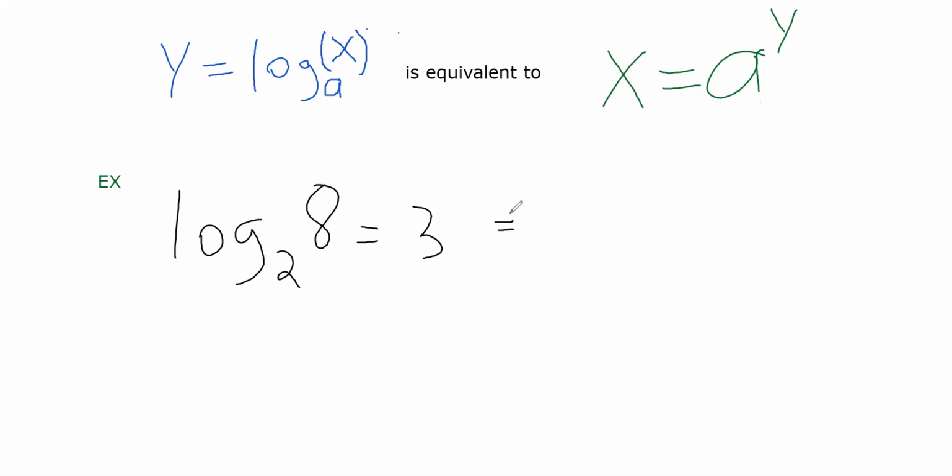Well, this is equivalent, just a little double arrow, to the exponential equation 2 to the third equals 8.